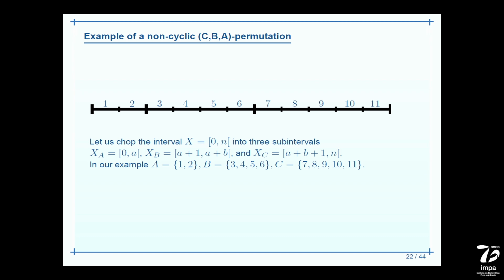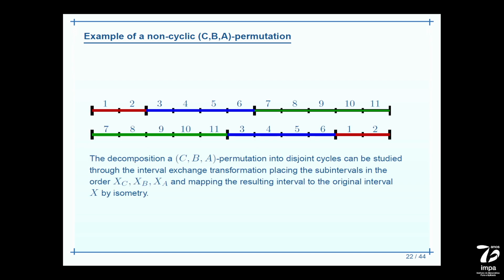Here's just an interval exchange permutation of 11 elements. I chop here and chop here. To make the picture somehow easier, I colored them in three colors. You take this red interval of length 2 and put it at the end, this green interval at the beginning, and the blue interval is moved a little bit to the right, in the middle. And let's consider the cyclic decomposition of this permutation.